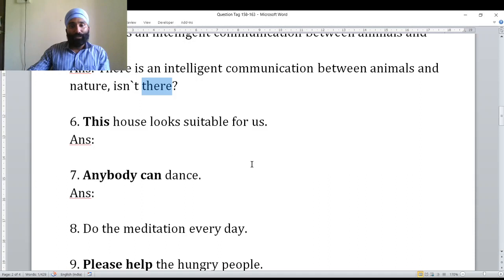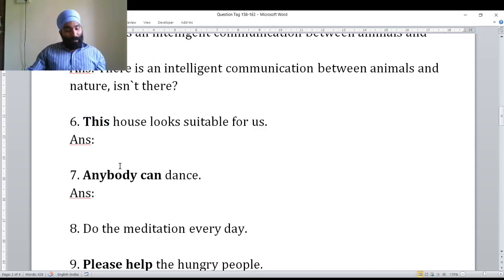Next example: this house looks suitable for us. This is a demonstrative pronoun. It demonstrates something. This is a house. That is a guitar. Those are trees. So these are different demonstrative pronouns. Some are singular, some are plural. In this given sentence, this house looks suitable for us, this is a singular demonstrative pronoun because house is singular.